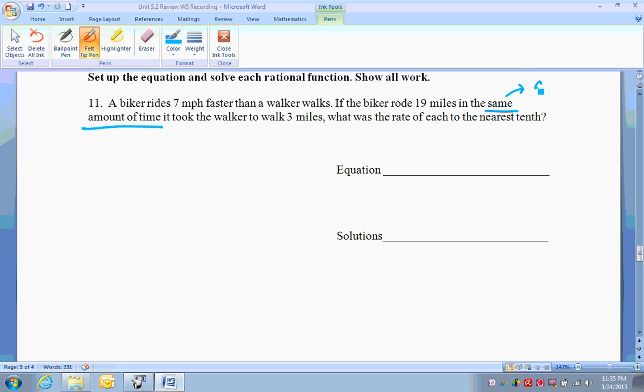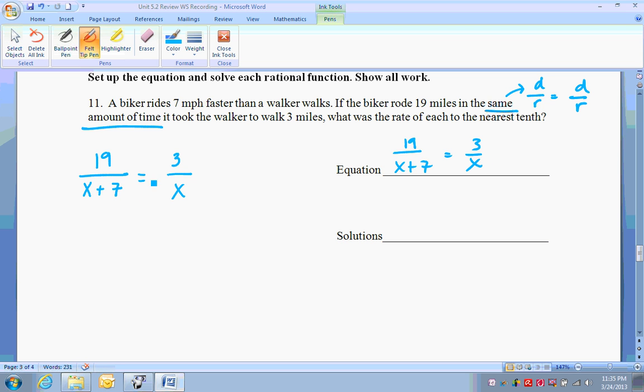Well, remember, if it's same amount of time, we always put a distance over rate equal to a distance over a rate. Well, they tell us the biker rides 19 miles, so that's going to be my first distance. And not only that, they also tell us the biker rides 7 miles per hour faster than the walker. So if we know the walker's rate, we can add 7 to it, and that's the biker's rate. And so we're setting that equal to the walker's distance, which was 3 miles, and we are looking for the walker rate, which is x. So the equation that we're going to use is 19 over x plus 7 equals 3 over x.